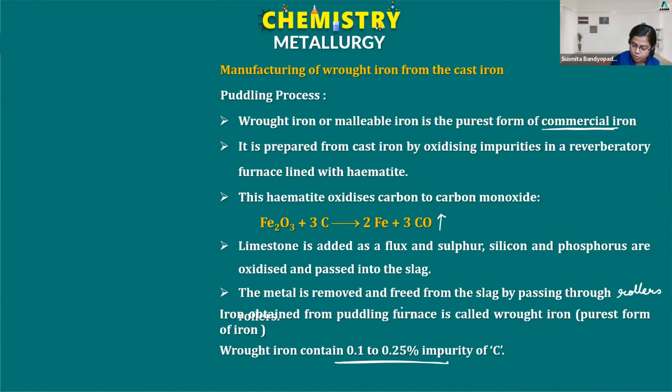Now, the metal is removed and freed from the slag by passing through rollers. Slag is produced because the impurities get oxidized and then we add a basic flux. The carbon in it will be oxidized by hematite into CO. Wrought iron contains 0.1 to 0.25% of carbon as impurity, quite less, manageable. So this process is known as the puddling process to produce wrought iron, which is the purest form of commercial iron. Fine.